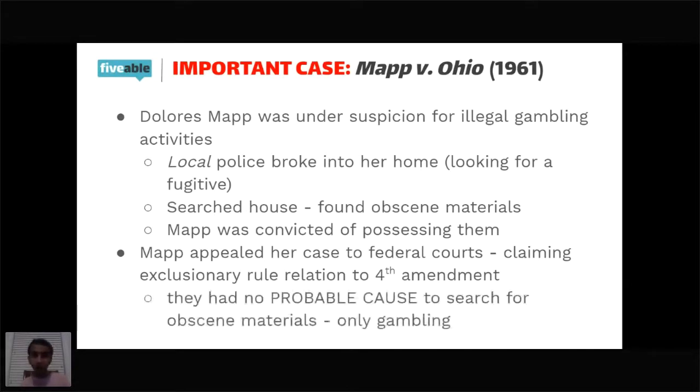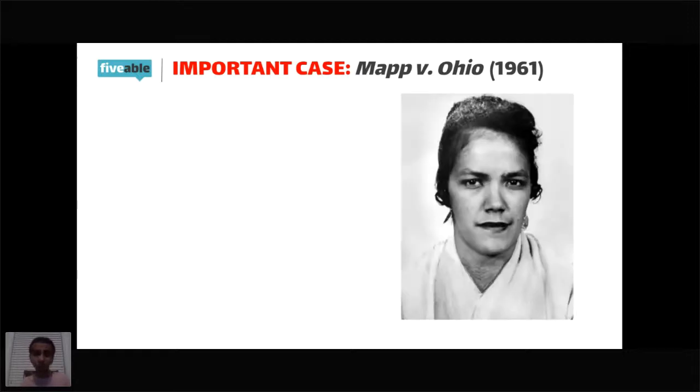So the officers really had no probable cause to search for obscene materials. All they had probable cause to search for was the gambling stuff, because that's what they were looking for. However, they didn't really find any gambling stuff. They found the obscene material, which they didn't have probable cause to search for in the first place. So therefore, that was kind of going against the exclusionary rule.